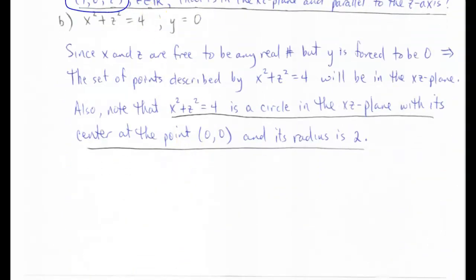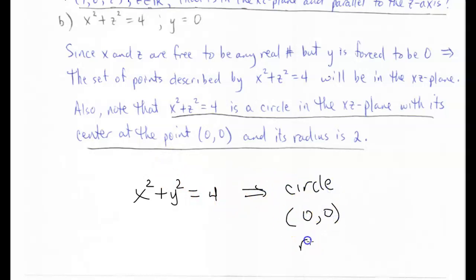So this next example, notice that we have x squared plus z squared equals 4, and y is equal to 0. Now, if we look at this closely, notice that this looks very similar to x squared plus y squared equals 4. And if you remember, this particular equation is just a circle where the center of the circle is the origin and the radius is 2. But what's different now is that we know that this is a circle that's in the XY plane.